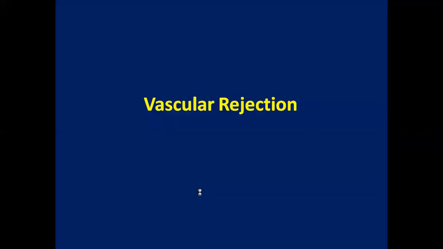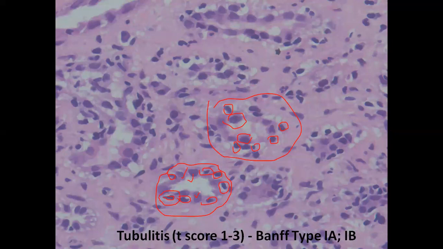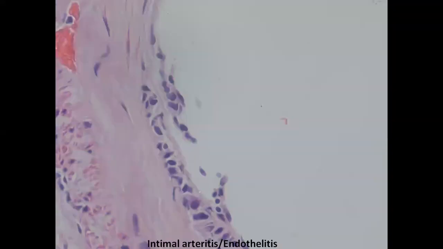There was no vascular involvement. So we label it as either type 1A or type 1B. Okay, depending upon if I find severe tubulitis, I label it as type 1B. And if the tubulitis is mild to moderate, I label it as a type 1A tubular interstitial rejection. Now we come to the vascular rejection.